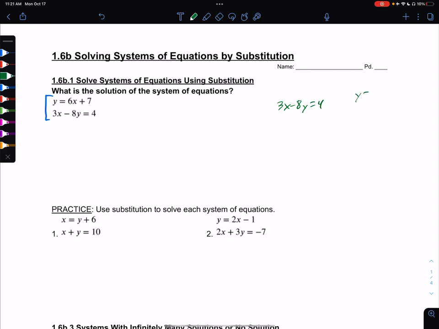So if I just said that y was equal to 6, what you would do is take that y equals 6, and you could substitute 6 for y. So you do something like 3x minus 8 times 6, and then you would set that equal to 4, and then you would solve for x. We're familiar with that, no issues.